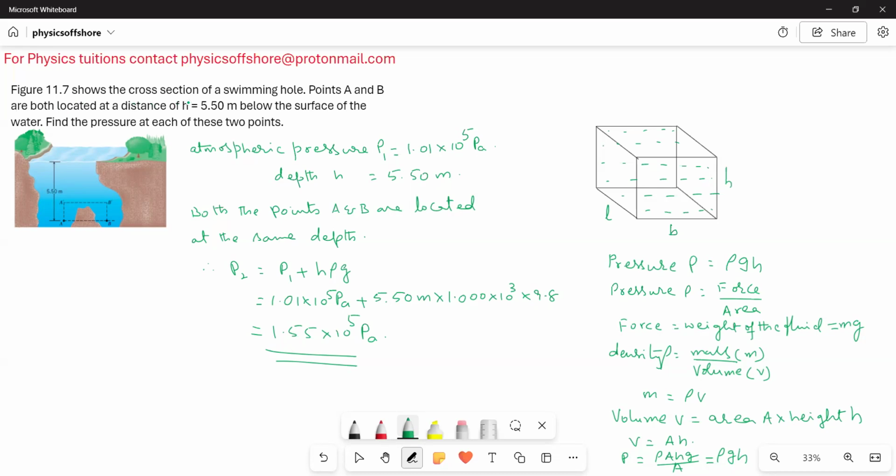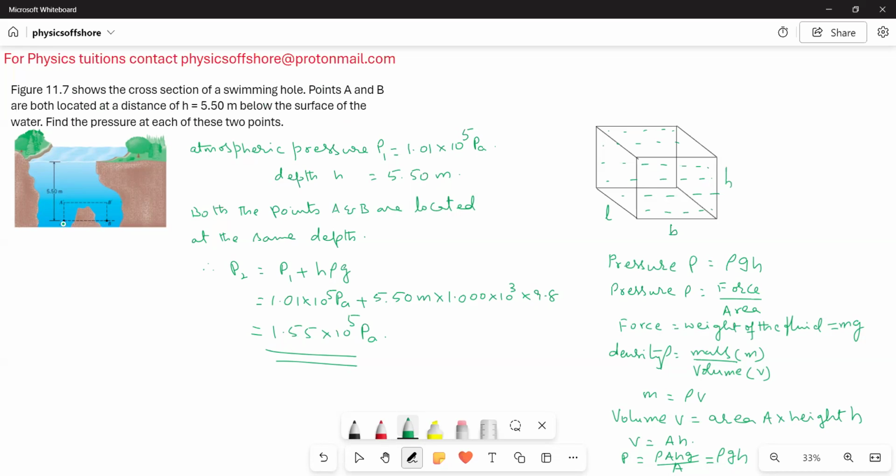Figure shows the cross-section of a swimming hole. Points A and B are both located at a distance of h equal to 5.5 meters below the surface of the water. Find the pressure at each of these 2 points.